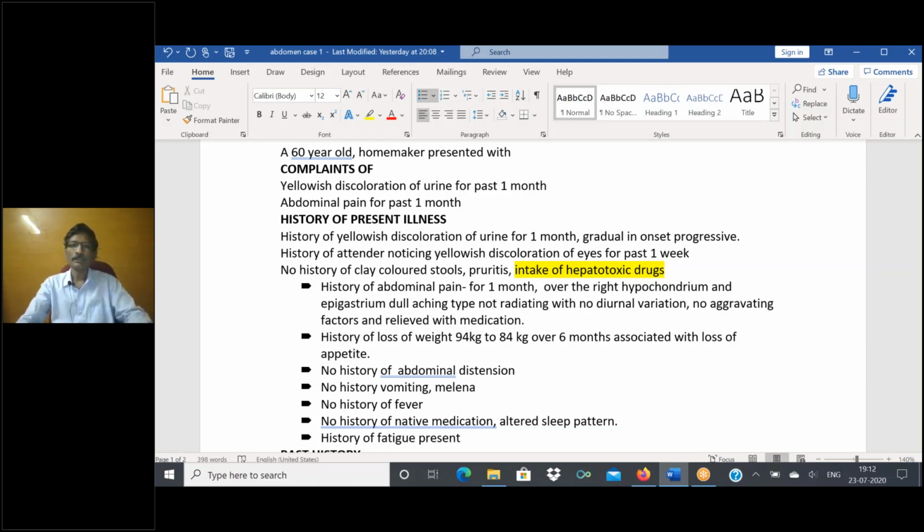Okay. Over the right hypochondrium. Any alternative word you can use, Vignesh? We have written right hypochondrium in the history of present illness. Is it correct to mention that, or should some other alternative be written there? What is the preferred phrase or word there? Can you use the word right upper abdomen?